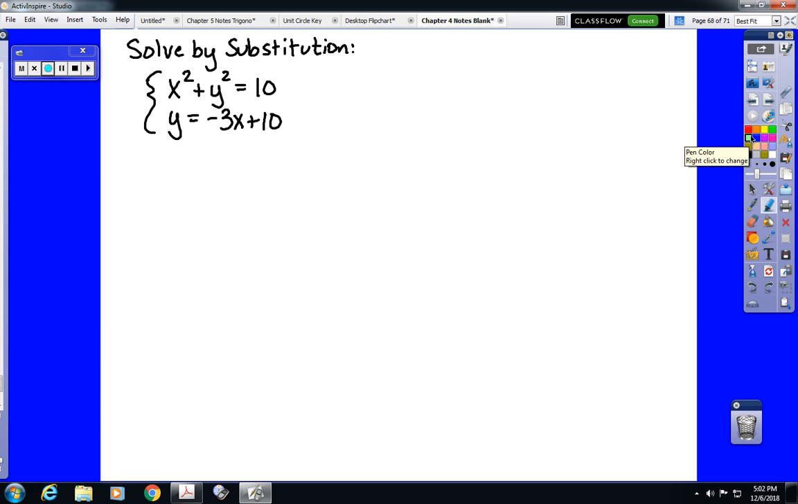Now, what we're going to do is substitution again. We have y equals a binomial. So we're going to take that binomial, and my pen messed up all the way through that, so let's try to clean that up.